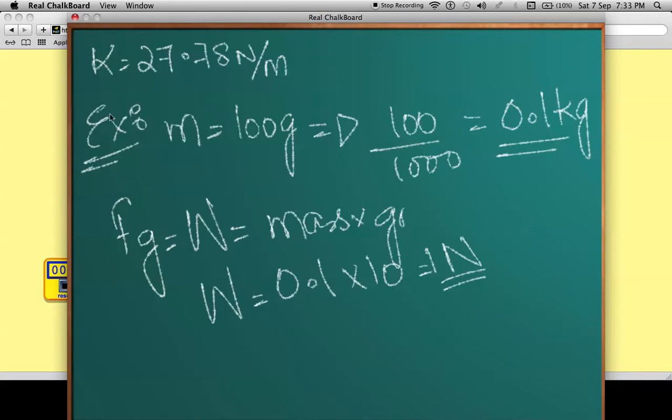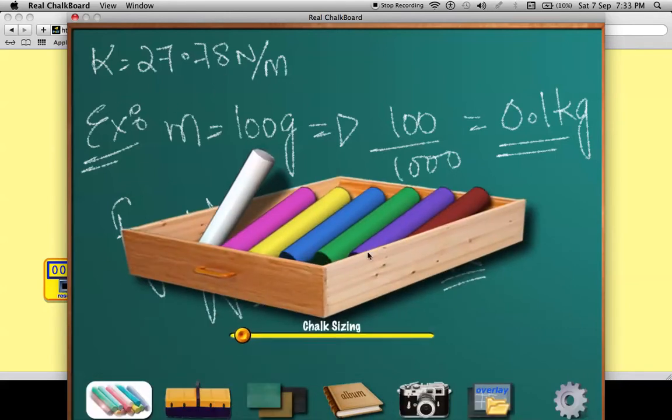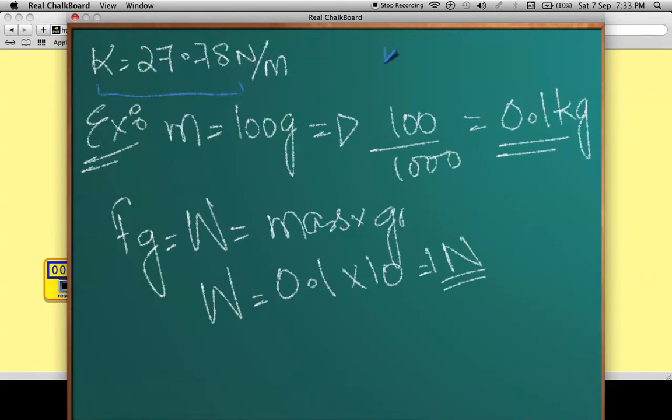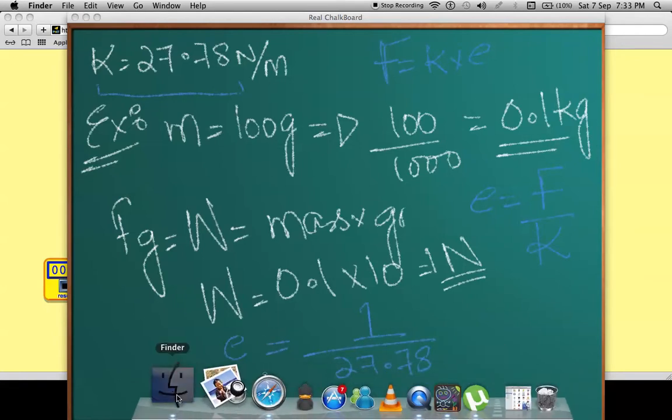Alright? So we know the stiffness and we know the weight now. Simply, we have to find out the extension that it will have on this spring with a stiffness of 27.78. So our rule is F equals K times E. We have to find the extension, so our rule becomes F divided by K equals E. The force is 1 newton divided by the stiffness of the spring, which is 27.78. This is our extension. So let's find out the extension and we will see whether physics is working.